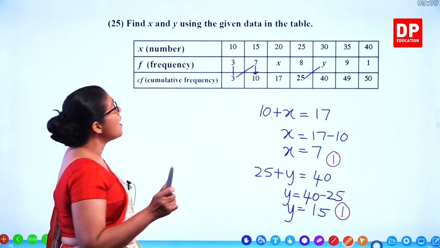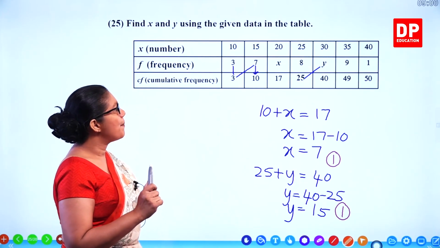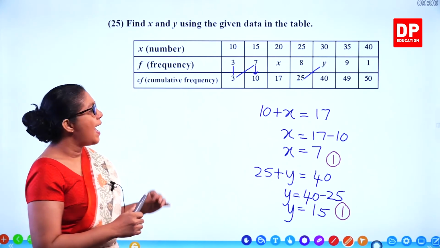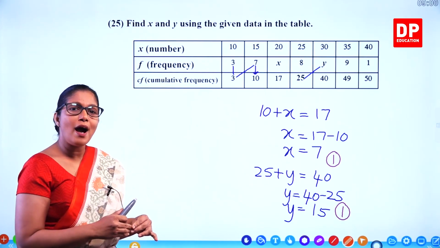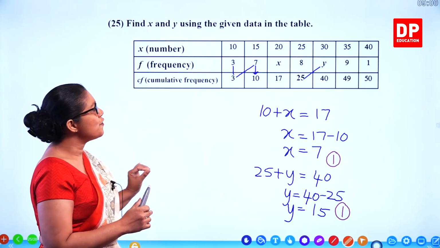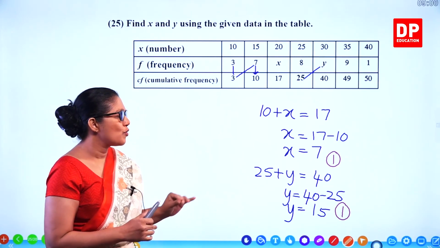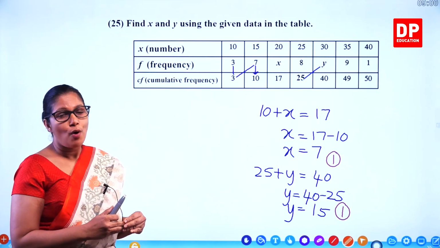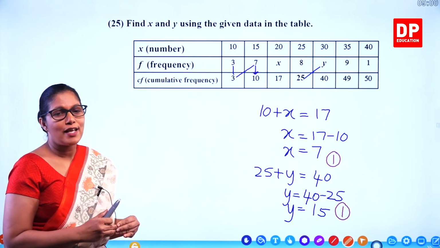So this is the last question in this paper. We did all 25 short questions and each question is worth 2 marks. So we gave 50 marks for this paper. So make sure that you do all 25 questions and watch my video to check your answers.